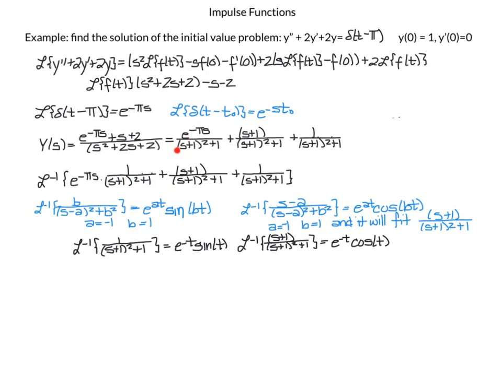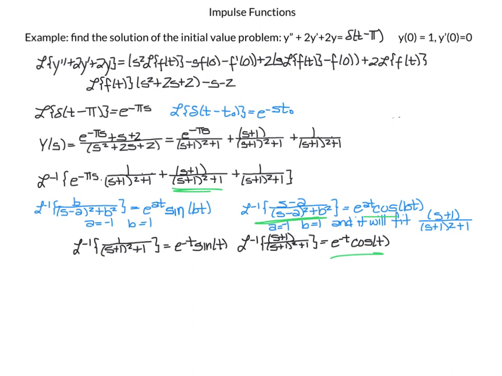Let's talk about this one. I had pulled out my e to the minus pi s, so this is times 1 over (s plus 1) squared plus 1. We've talked about how to get the inverse Laplace transform of this form because it is exactly this form here with a equals -1 and b equals 1. So our answer is going to be e to the minus t, cosine of bt, which is just cosine of t. So this term here, just following it through, is here.